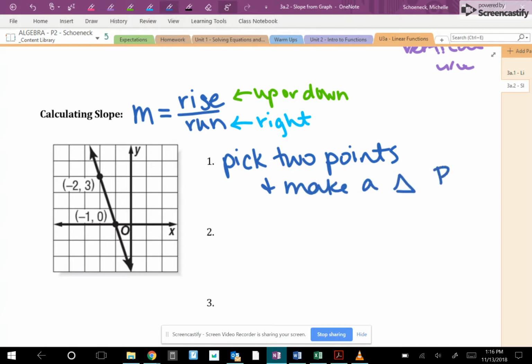We're always going to go from the right to the left. So here are my 2 points, and I'm going to make a little triangle. I'm going to start with this point on the right-hand side, and I'm going to go down and then to the right. I notice that I went down 1, 2, 3. I went down 3, so I'm going to call that -3. That's my second step: count how many up or down.